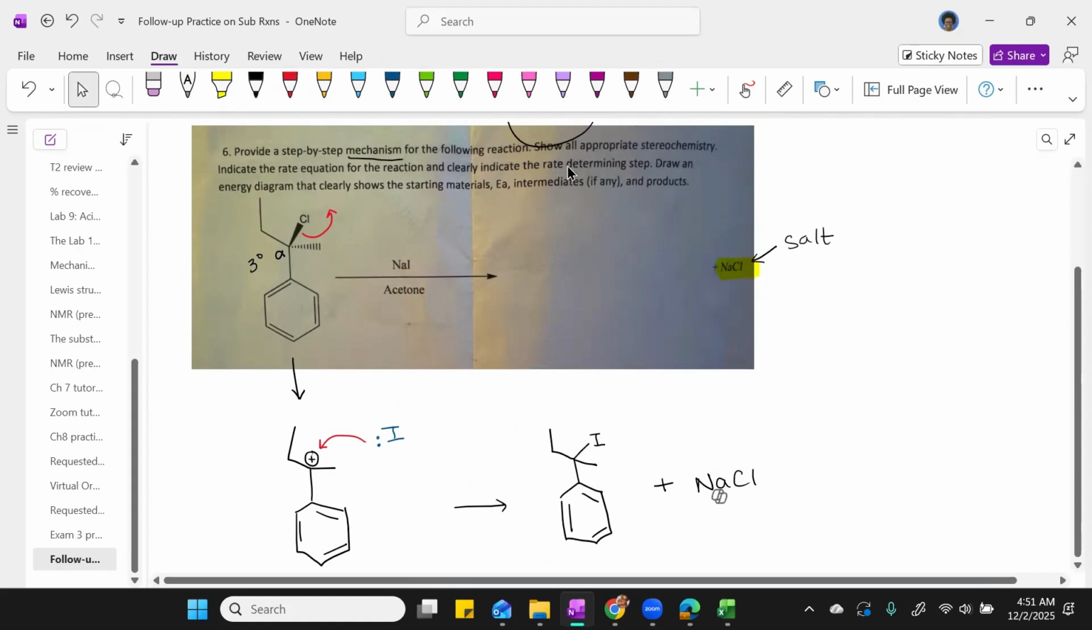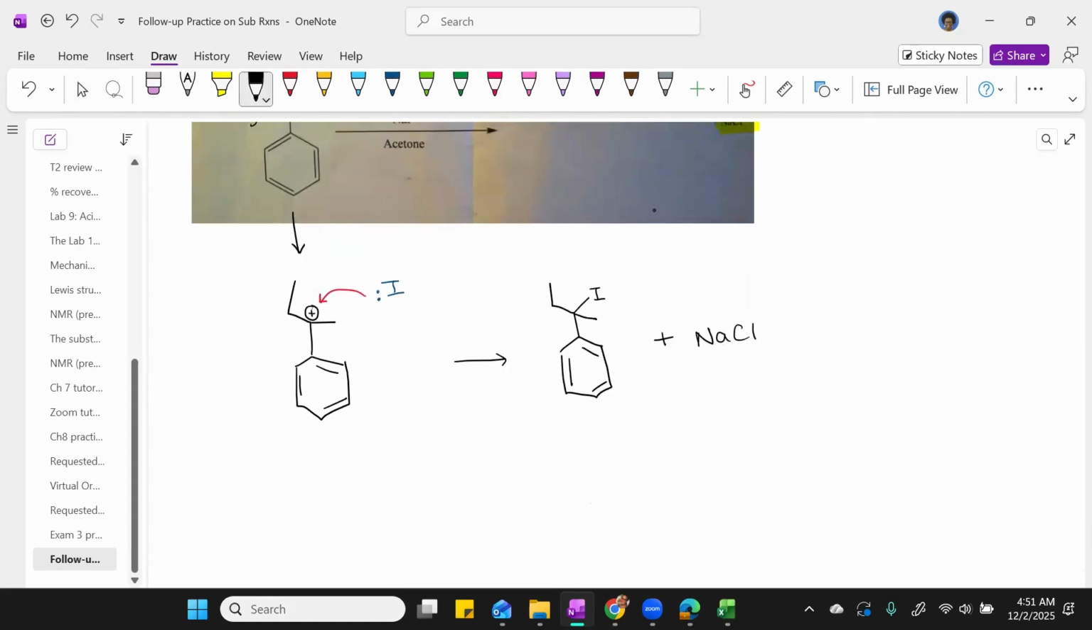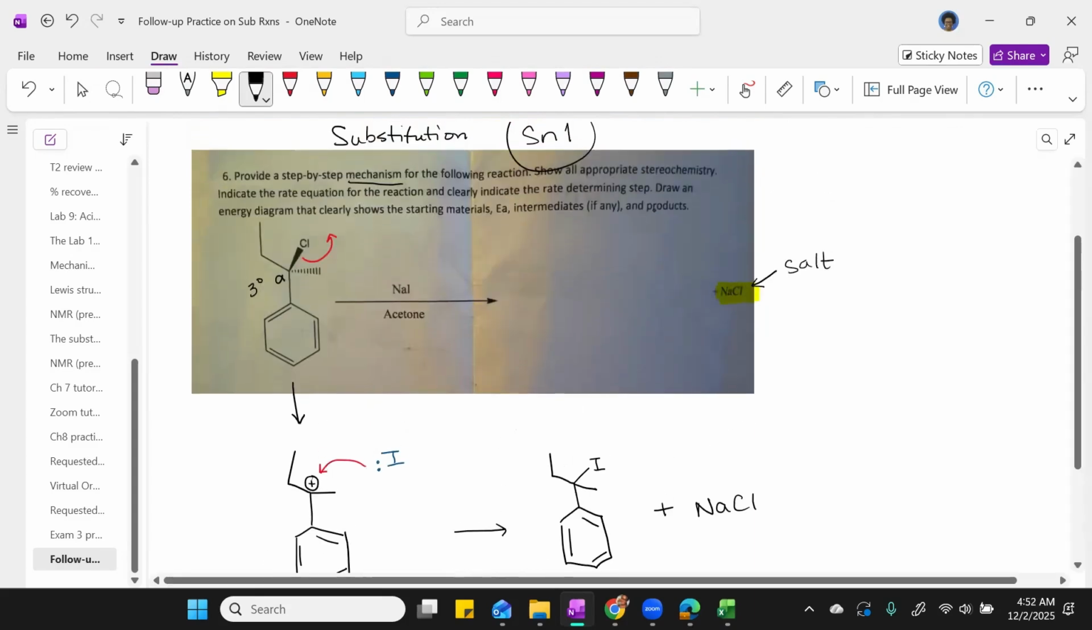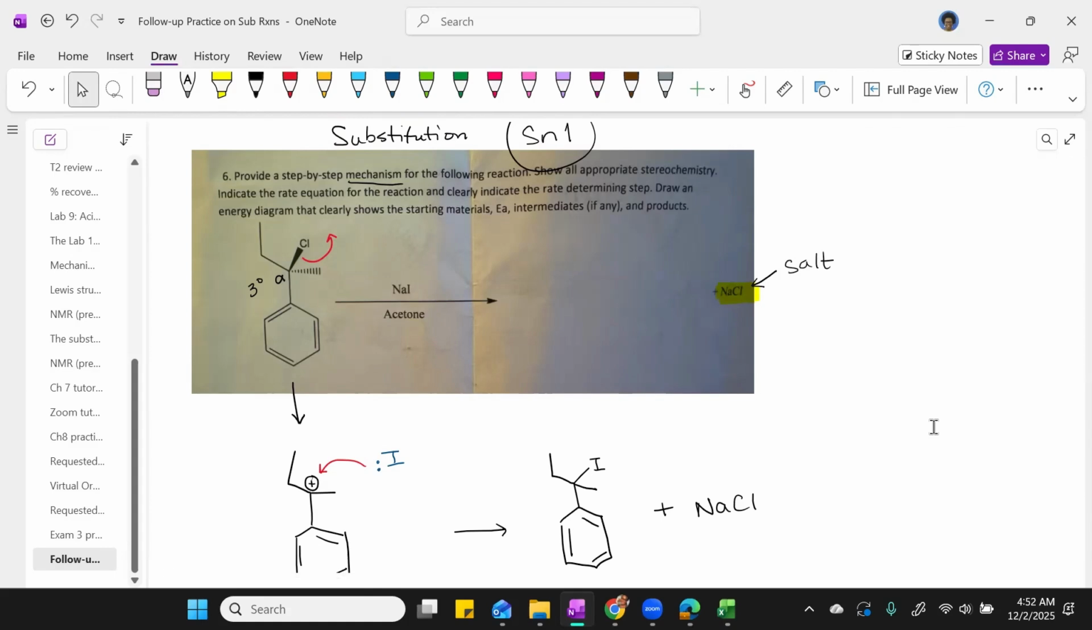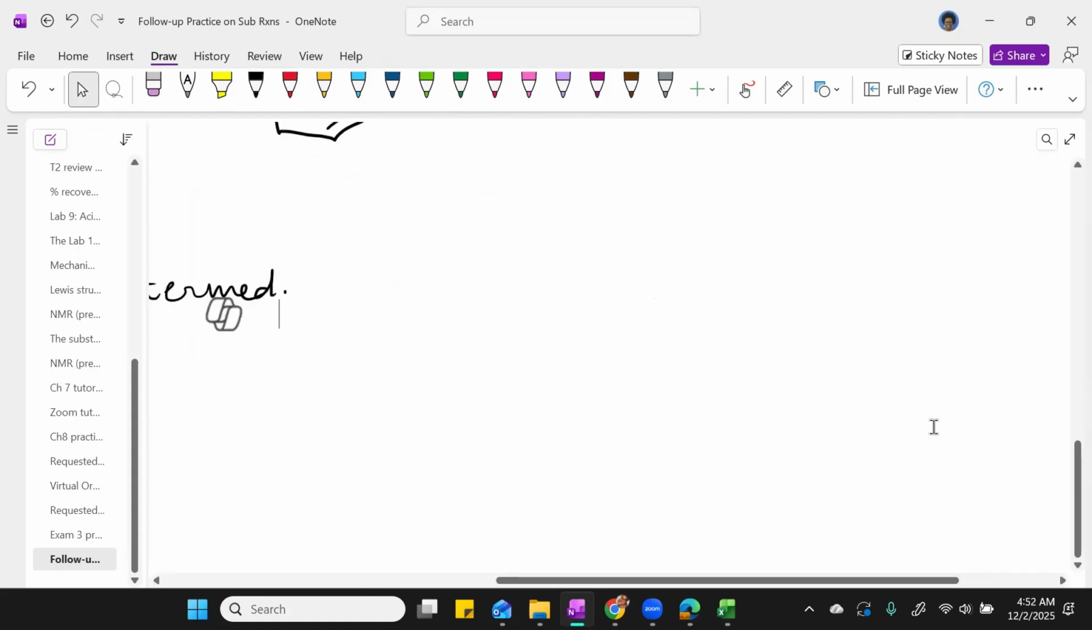Now, the rate determining step, now that this is SN1, is our intermediate. This also changes the way that we look at our energy diagram, the way that we would draw it. Now that we have an intermediate, there's going to be more change in that curved graph. Okay. And then the other thing they also wanted us to present is our rate law.